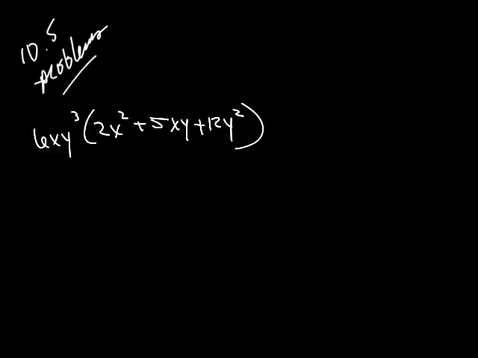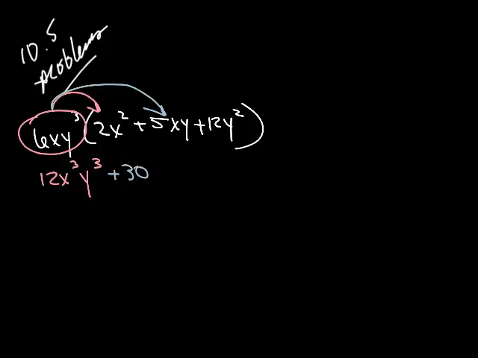Okay, we're just going to distribute this here times this, and we're going to get 12x cubed y cubed. Remember, adding exponents. Then we're going to multiply times that. So 6 times 5 is 30. x times x is x squared. y cubed times y is y to the fourth. Again, adding exponents. And then let's multiply that times that.